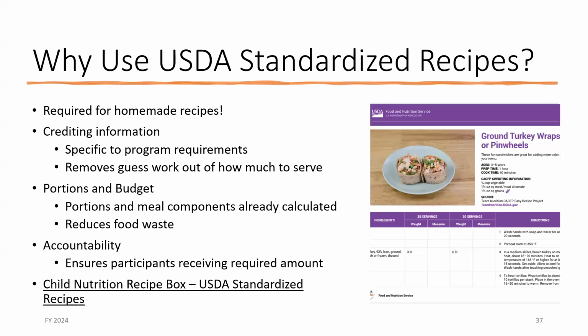So for this example, the child nutrition recipe box from USDA has tons of variety of recipes available. As you can see on this turkey wrap and pinwheel, this one accounts for a 1/4 cup of vegetable, 1.5 ounces of meat or meat alternate, and 1.5 ounces of grain, if you follow that specific recipe along with the serving sizes, of course. So check it out. It's an extremely helpful resource, especially if you want to get into more homemade recipes. This is highly recommended to use standardized recipes.